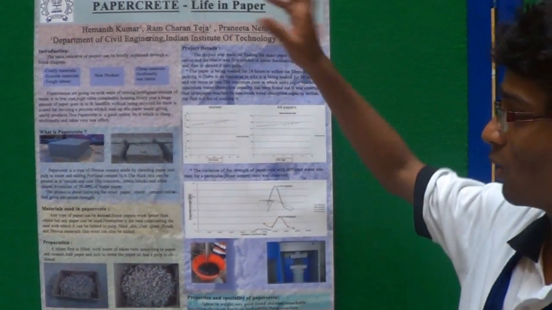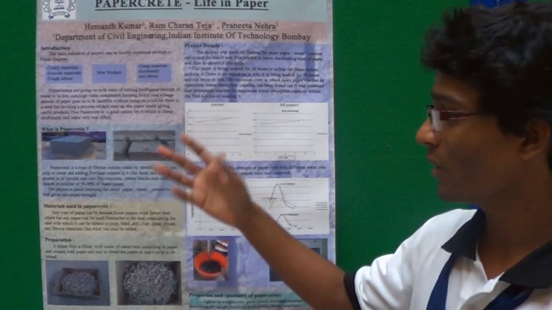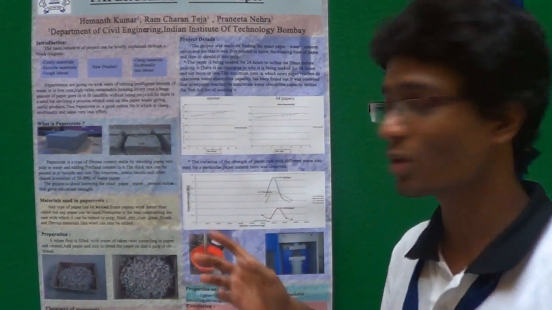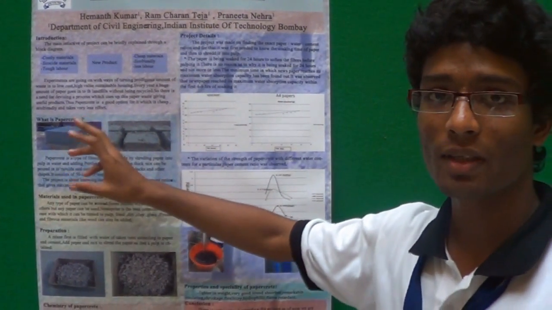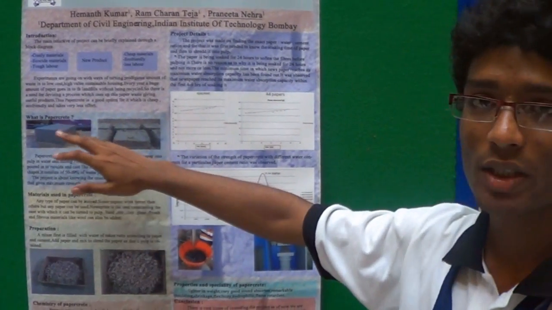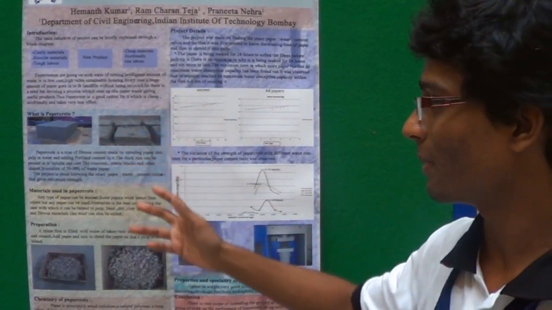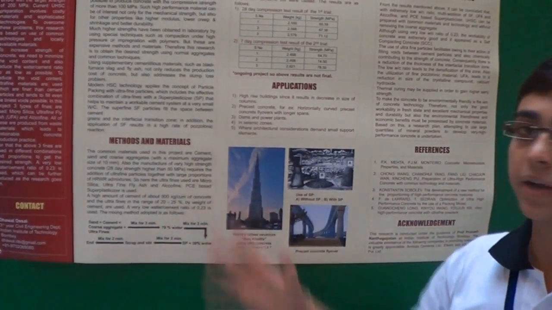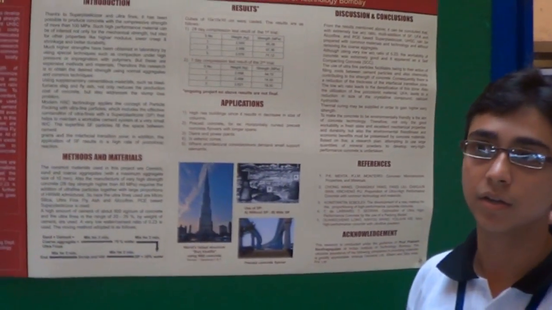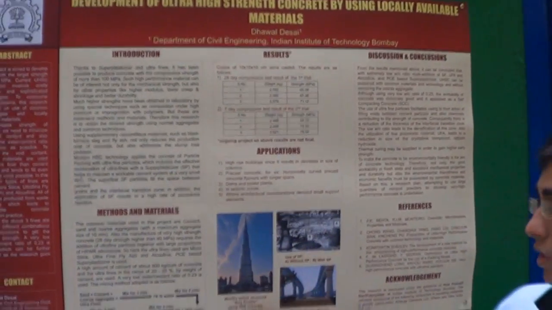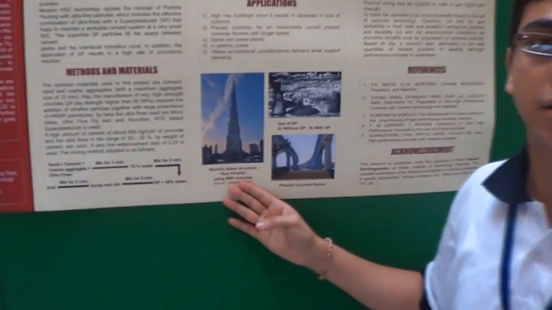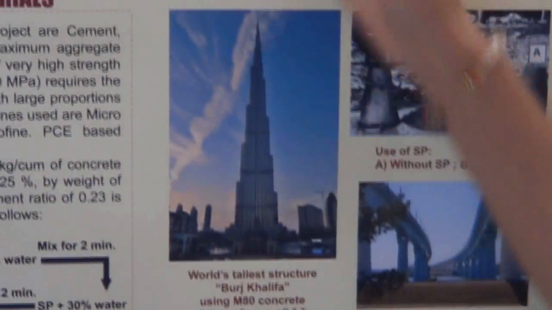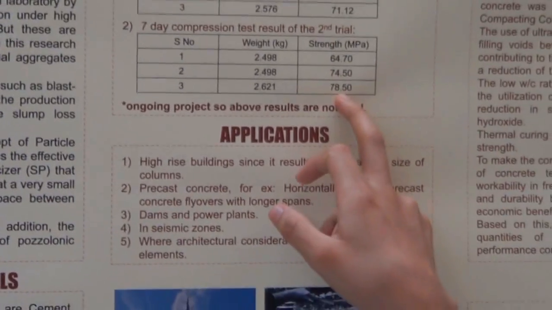The project is about a new product made and prepared. In this we use cement and paper just to make tubes of paper. This is very low cost, and it takes very little labor to make. This is the tiniest that's possible in concrete. And as you can see, in both they use 80 MPa strength of concrete, and I got 78 MPa.